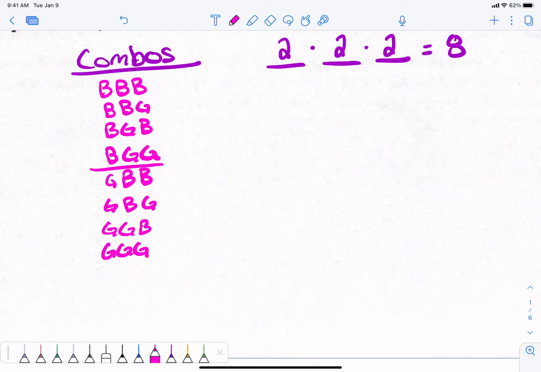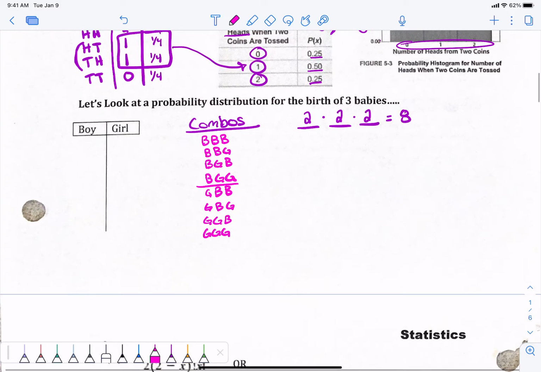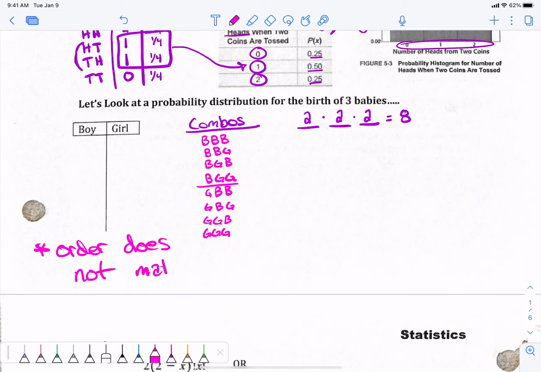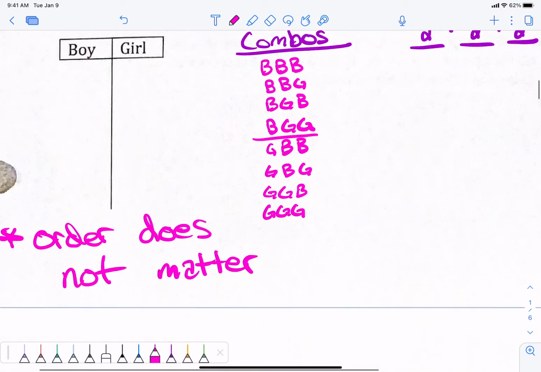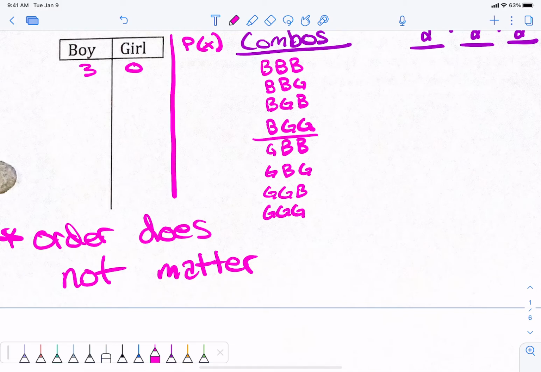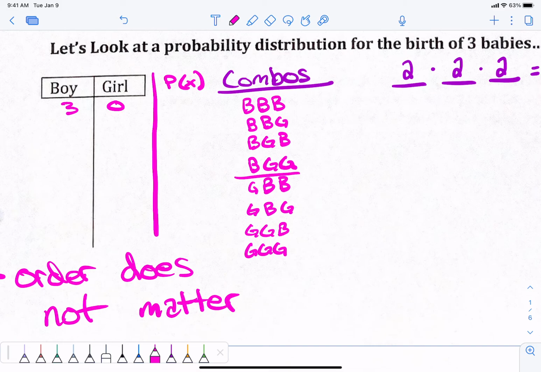But they will pick on one versus the other. They'll just lump them into categories and say we don't care about order. So we're going to say order doesn't matter. We just care about boys versus girls. I could get 3 boys, 0 girls. Now, let's do P of X. Let's talk about the chance of that happening. What's the chance that I'm going to get 3 boys, 0 girls? 1 out of 8, right? This is the only combination that has 3 boys, 0 girls.